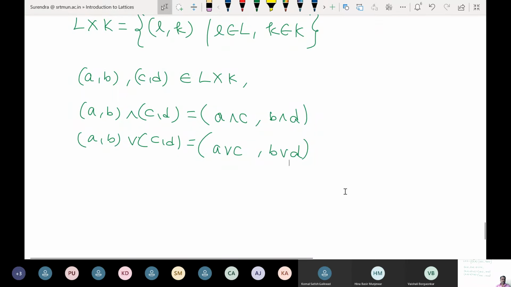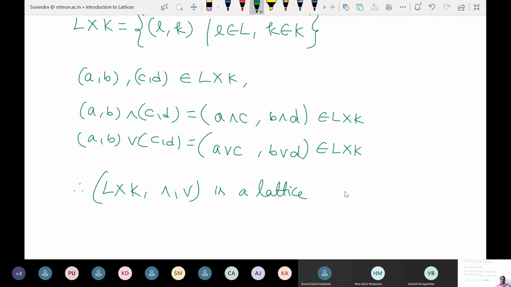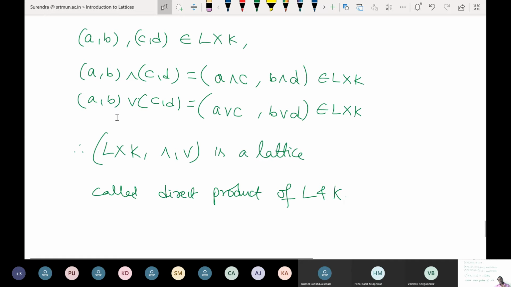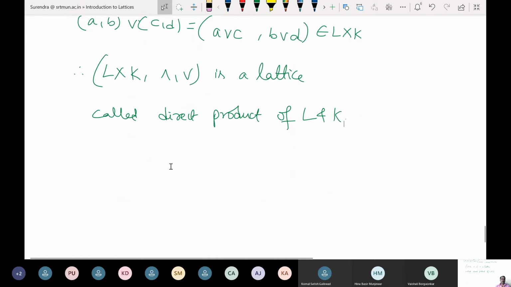So with respect to this meet and join, L cross K is closed, because the results belong to L cross K. So this is a lattice. This is called the direct product of L and K. Given two lattices, we get another lattice simply by taking coordinate-wise join and coordinate-wise meet, and that is called the direct product of L and K.